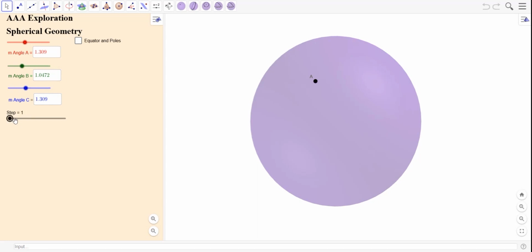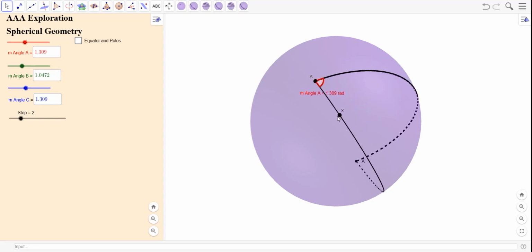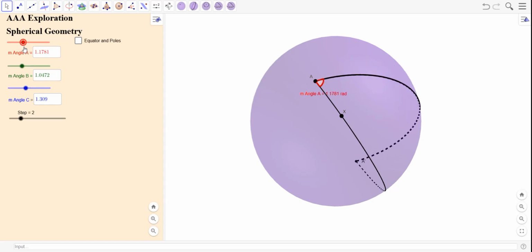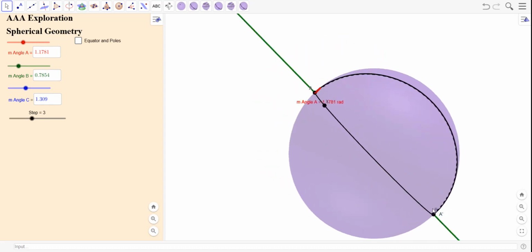Let's see what happens. So we start with one angle here. We can move that around, and it's controlled by this slider, this number. Now we pick a point here, and we can control that angle by this slider and that number, and it can be moved around this ray, including way over here.